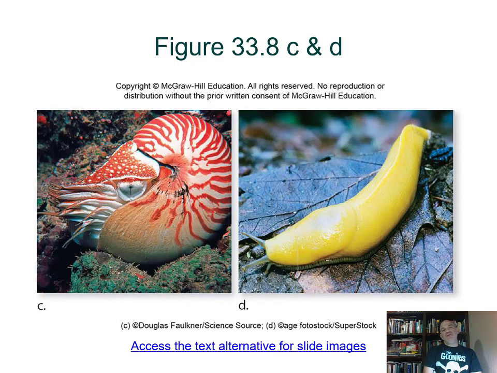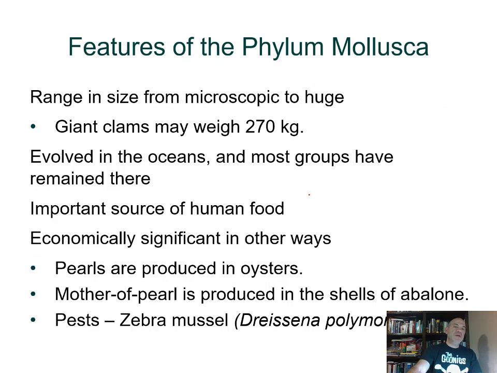Here's a primitive relative of an octopus. It's called the nautilus, and it has its tentacled arms there, but it still has its shell, whereas the octopus does not. And then here is a slug, which shares a close relation with a snail, but it's like a snail without its shell. And so you see some with shell, some without shell.